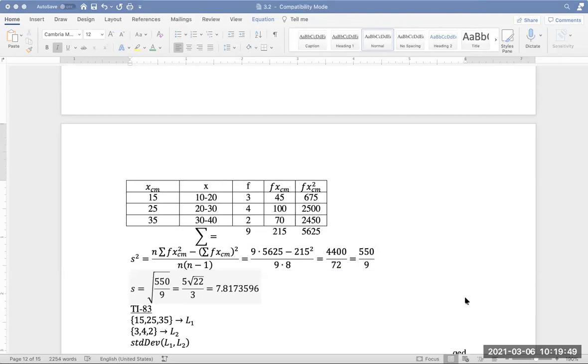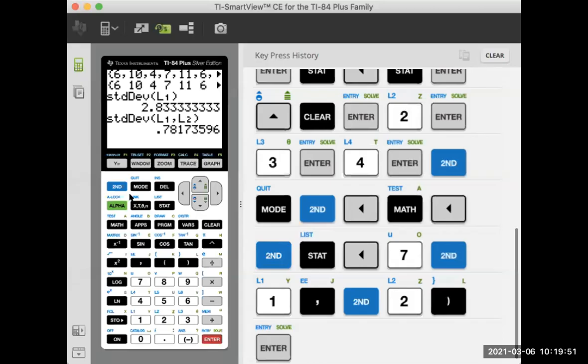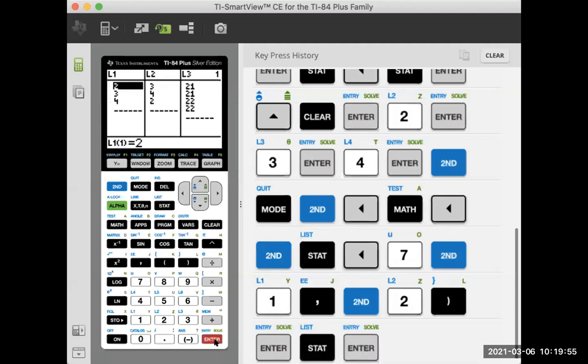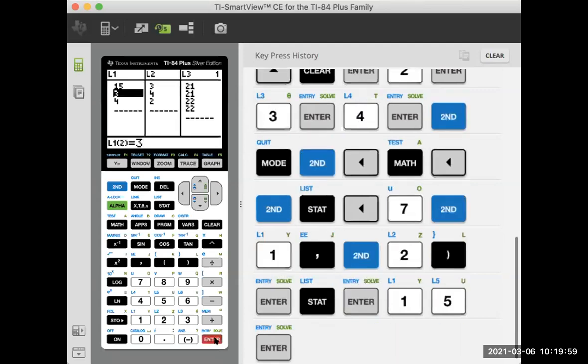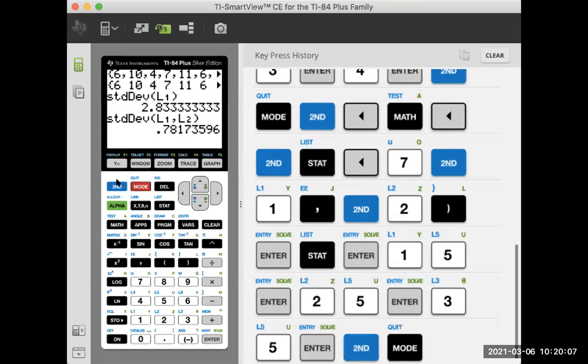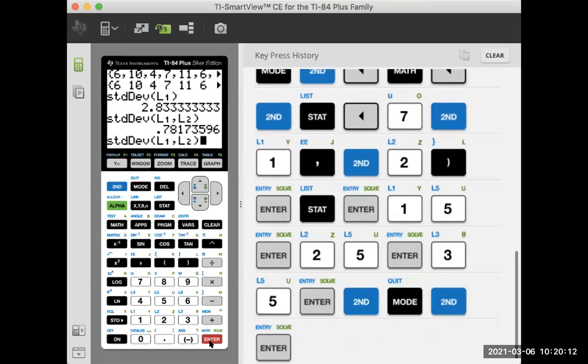Okay, so let me do this on the TI-84. We want 15, 25, 35, and all the frequencies are the same. Okay, so I want to determine the standard deviation, and it is 7.8173596.